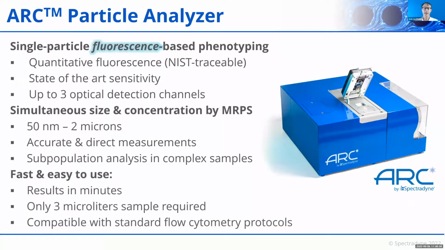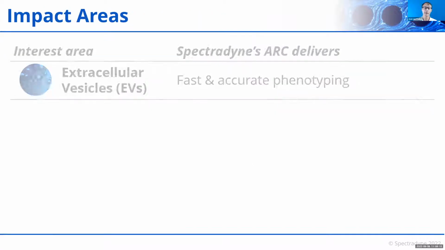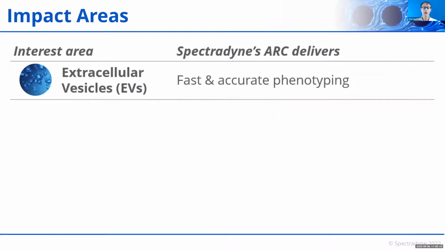As we'll see in the demo today, the instrument is much faster and easier to use than conventional technologies and requires just 3 microliters per sample. Importantly, the ARC is compatible with commonly used standard staining protocols that have been developed over many years for flow cytometry. This powerful combination of accurate particle size, concentration, and phenotype will deliver benefits in a range of interest areas.